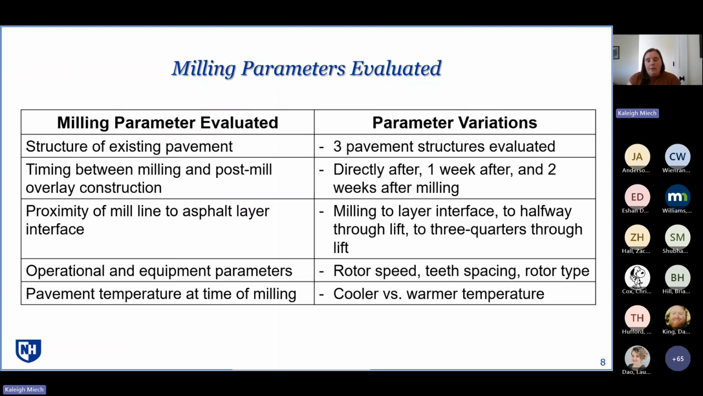The third parameter is the proximity of the mill line to the asphalt layer interface. So we milled to the layer interface, halfway through the lift, and 3/4 of the way through the lift, and collected pre and post milling cores for all 3 depths. And then the fourth parameter is the operational equipment parameters. So we evaluated the rotor speed while milling, the teeth spacing, and also the rotor type to see if any of these parameters impacted the impact that milling has to the remaining HMA. And then lastly, we evaluated the pavement temperature while milling to see if milling while the pavement was at cooler versus warmer temperatures influenced the impact of milling.